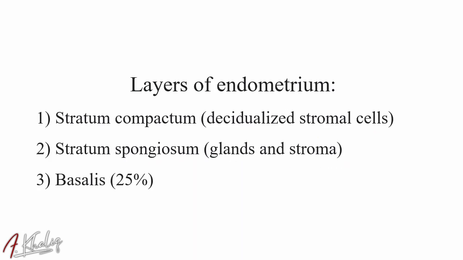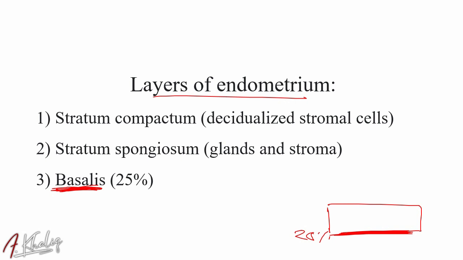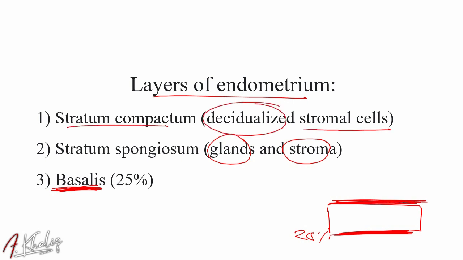Now, if you talk about the layers of endometrium, you get the lowest layer, which is basalis, and this accounts for 25%. Any damage to the basalis is going to lead to Asherman syndrome. Then you get the stratum spongiosum. This is going to have glands and stroma. And then finally, the topmost layer is the stratum compactum, which is going to have the decidualized stromal cells.